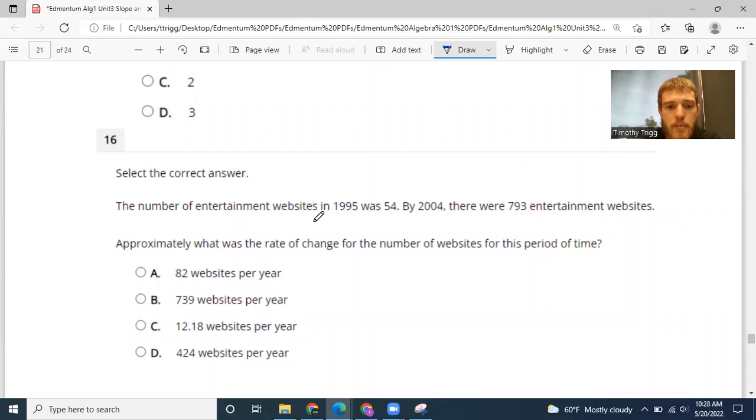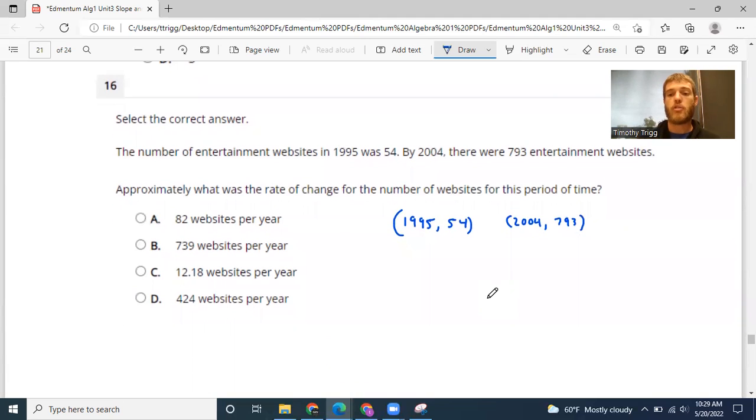The number of entertainment websites in 1995 was 54. By 2004, there were 793 entertainment websites. Approximately, what was the rate of change for the number of websites for this period of time? So we want to find the rate of change. We have basically 2 coordinate points. We have 1995, comma 54. And then we have 2004, comma 793. So basically you want to find the slope here.